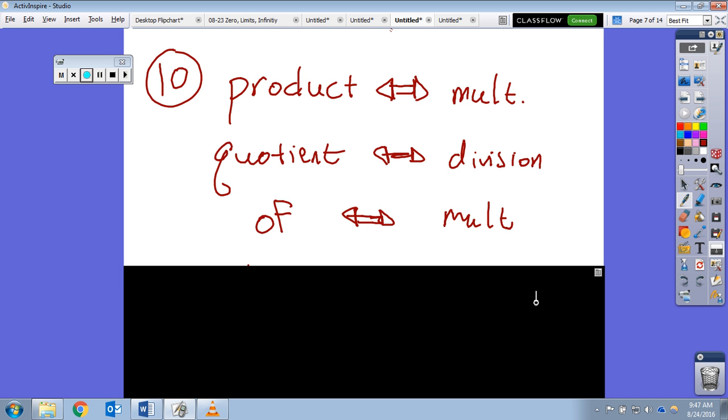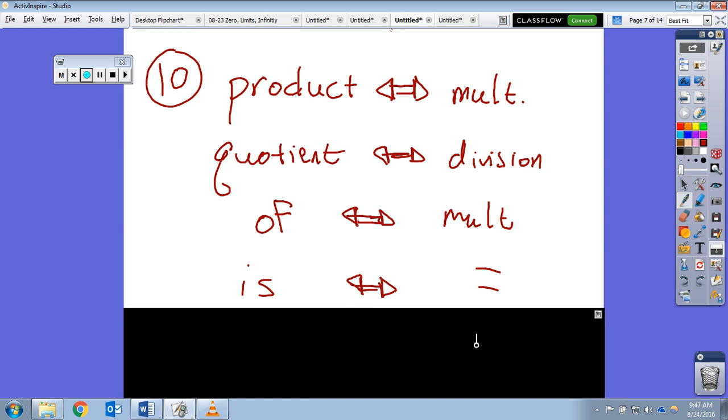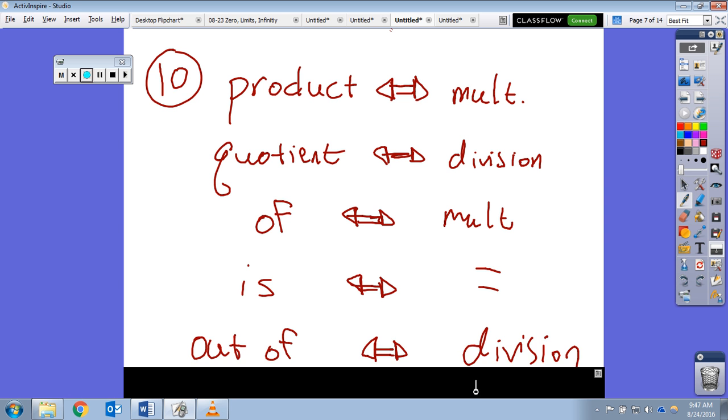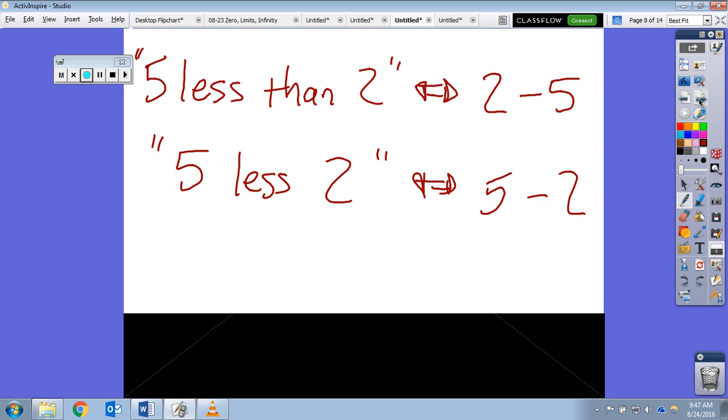We're going over algebra one. Let me know if you have any questions. We're going over whatever problems you guys want to go over. So is equals, good. And yeah, out of is division. Okay.